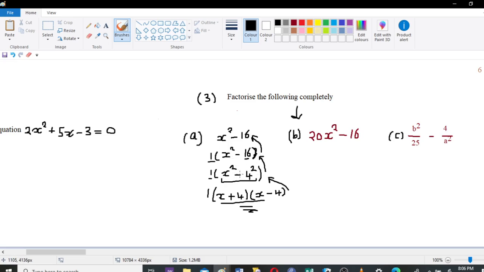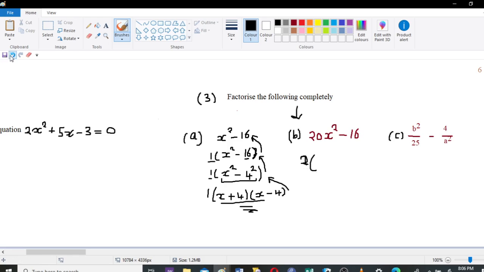Now let's use the same knowledge on the second one, that is b. So we look for the factor here. What is our factor? The factor is just 2, right? We can use 2. We don't have any variable here, we just have a number, which is 2 in this case. So we open the bracket.